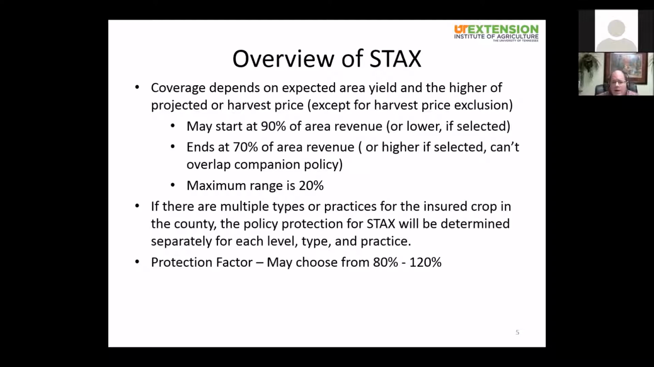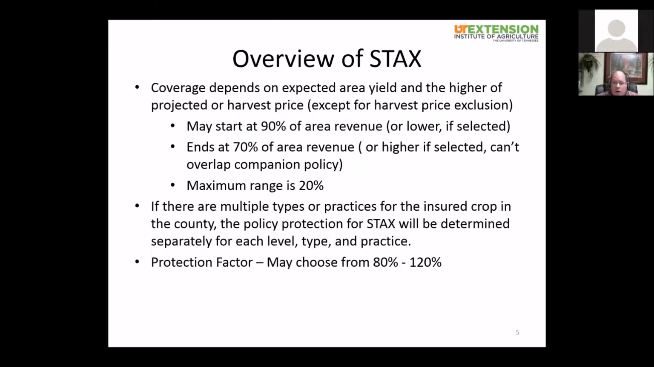What we're looking at, it may start at 90% of the area revenue. You do have some different points that you can select in there, but it can start at 90% of the area revenue. It'll end at 70%. So we have a range of 20% in there that you can select to pick. So the maximum range is 20.